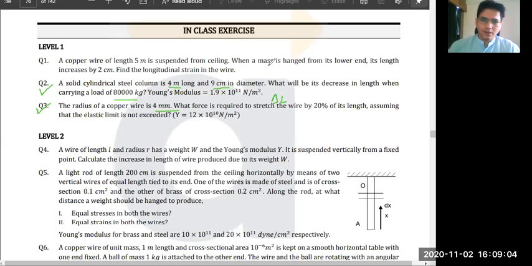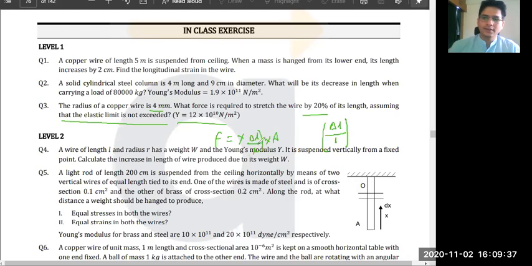Very good, Abhiram. Radius is given. What force is required to stretch the wire by 20% of its length? Now, delta L by L is also given. This is strain, delta L by L, 20%. Elastic limit is not exceeded. Y is also given, area is also given. Same formula putting. You have to find F. So F is equal to Y into delta L by L into A. Got it? So conceptually, questions 1, 2, 3 are formula putting.